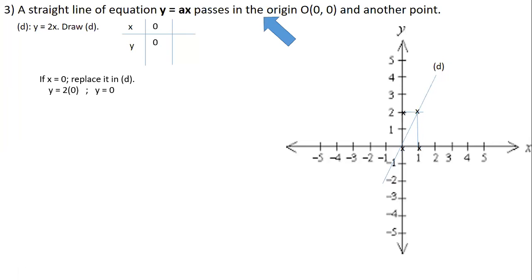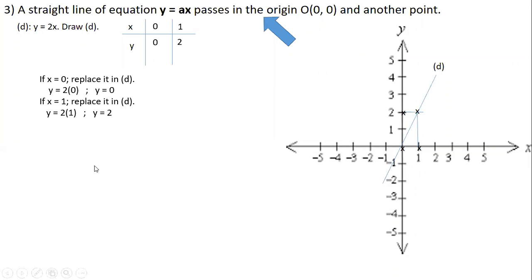Now I take another point. I can take, as I said, whatever value of x and determine y. The easiest value, I will take x1. So let's replace x equal 1 and get y. We get y equal to, we write it in the table. If x is equal to 1, then y is equal to 2.